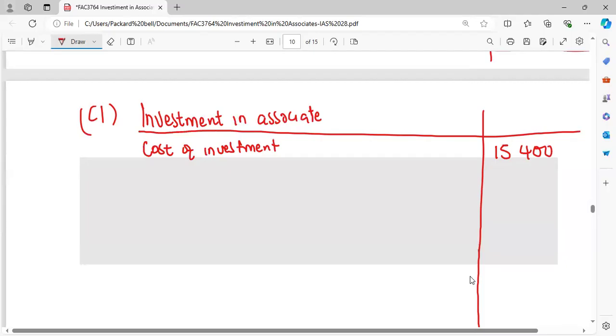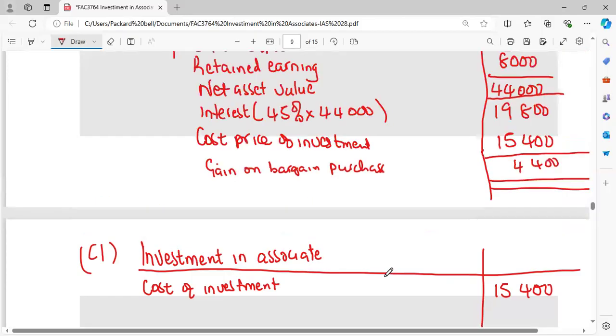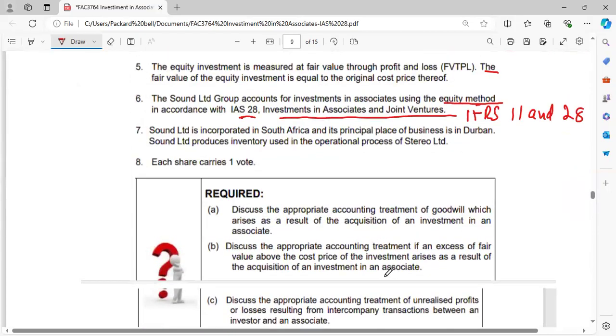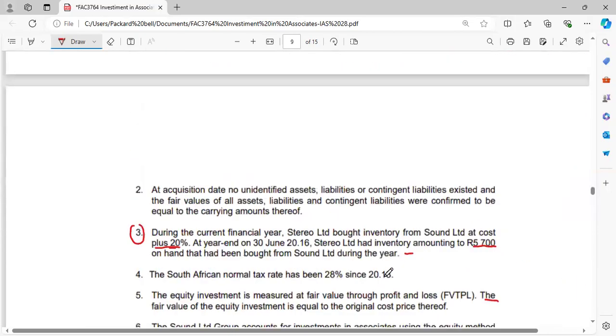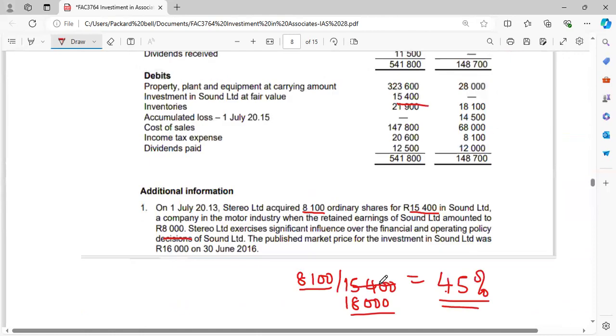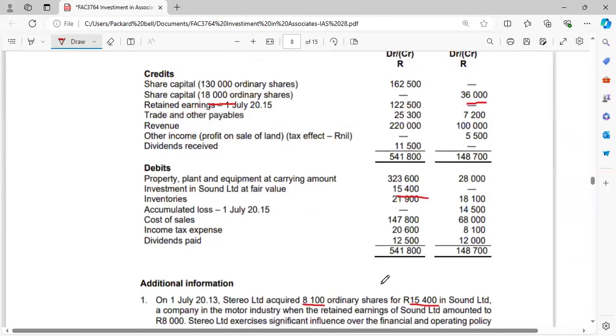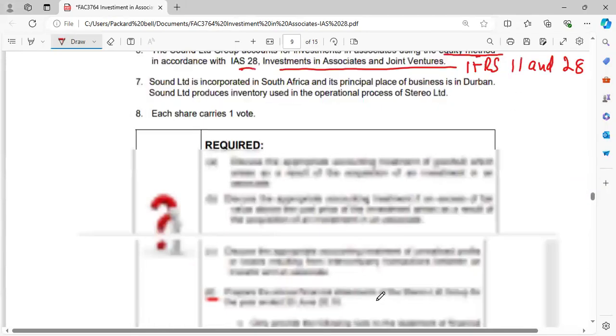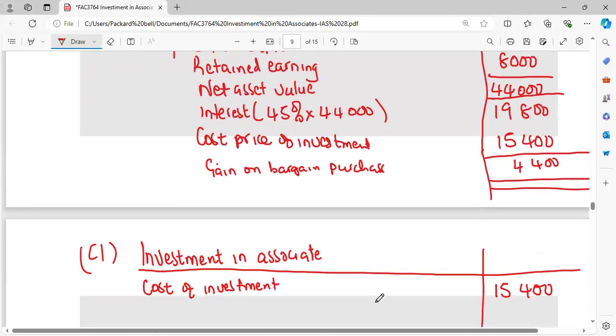So we need this line. So let's calculate the investment in associate. So we start with the cost of the investment, which is 15,400. Then anything that is going to increase or decrease your investment in associate, you take it here. Anything that is going to increase or decrease. So let's start from here. Let's start with this, what we have here.